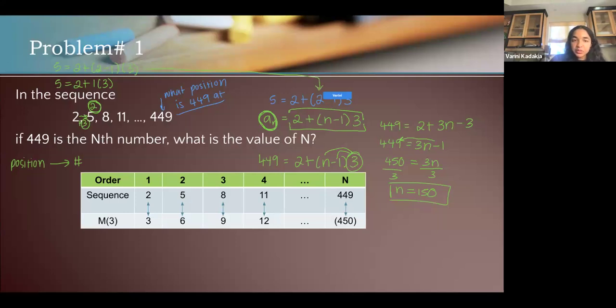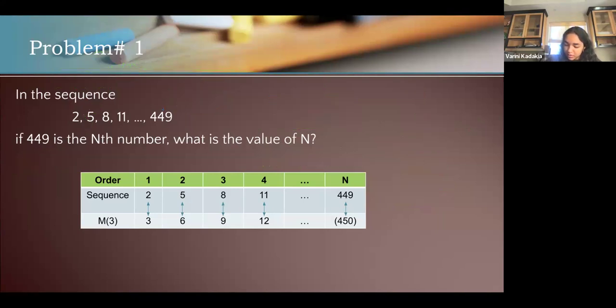If we replace the position with n, so let's say we didn't know the position of 5, we'd put this as n and we'd solve for n, right? So that's exactly what we did here. Everyone gets it? Okay, so why don't you try this? What if I gave you, instead of 449, I gave you 452? How would we do this?